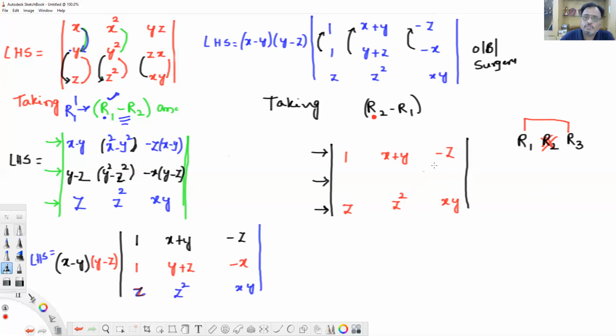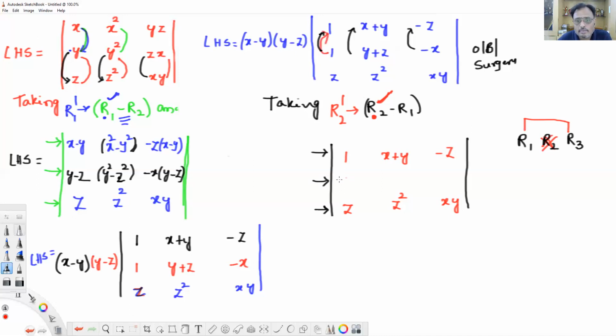Now finished. Now the surgery I'm going to do on this: I'll take R2 minus R1. The result will be written in R2. That means after subtracting you get a new result, so the new R2 will be formed. How will the new R2 be formed? By doing the operation R2 minus R1. Here I'm going to show you like this.